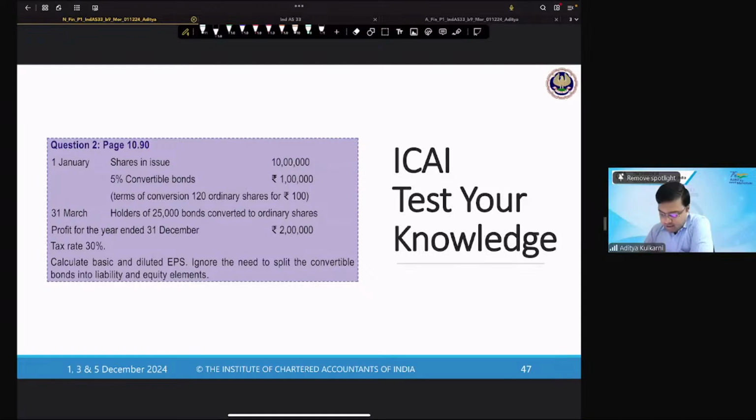This is from Test Your Knowledge. On 1st January, there are 10 lakh shares in issue, and 5% convertible bonds of 1 lakh rupees, conversion 120 ordinary shares for rupees 100. On 31st March, holders of 25,000 bonds converted to ordinary shares. Profit for the year ended 31st December is 2 lakhs. Tax rate is 30%. Calculate basic and diluted EPS. Ignore the need to split the convertible bonds into liability and equity elements. Do you want to try, or do you want to do it for homework, or do we do it together?